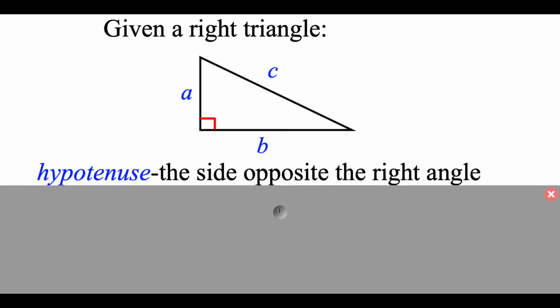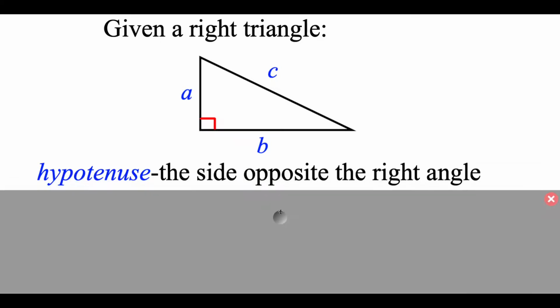The first thing is the hypotenuse. The hypotenuse is one of the sides of the triangle, but it's always the side that is opposite of our right angle. So this angle down in the bottom left-hand corner of our triangle has that little box in the corner. That means that that's a right angle or a 90-degree angle. So the side across from it is the hypotenuse. So in this case, side C is the hypotenuse.